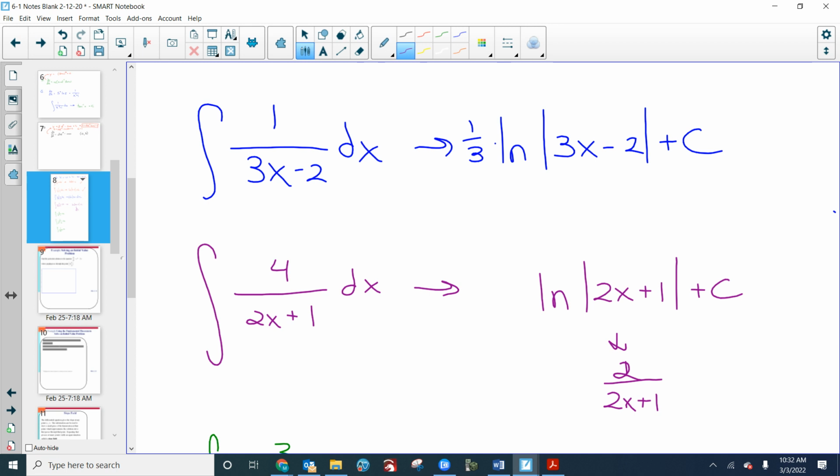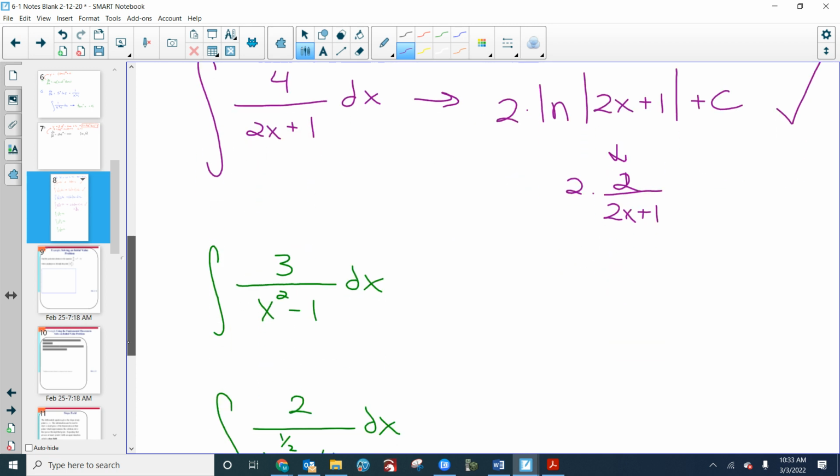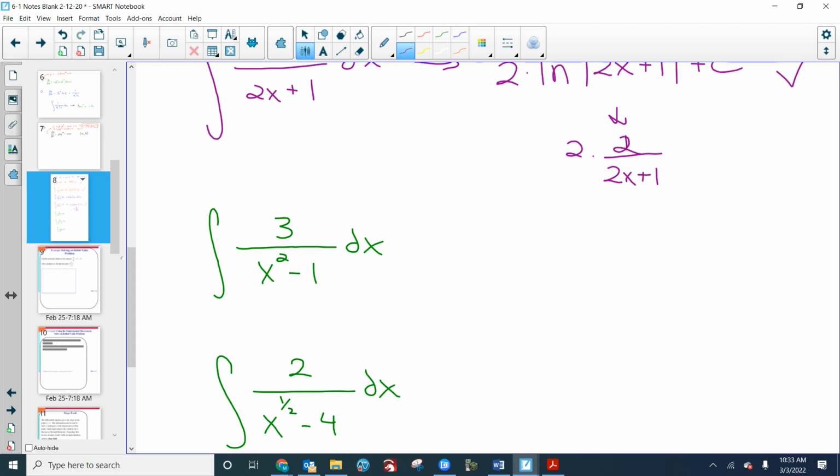That's not that. I need to multiply this times 2 to make it work. And I get 4 over 2x plus 1. 2ln. So what is the moral of the story? Every antiderivative is ln. Ever. No. Not true. No way.